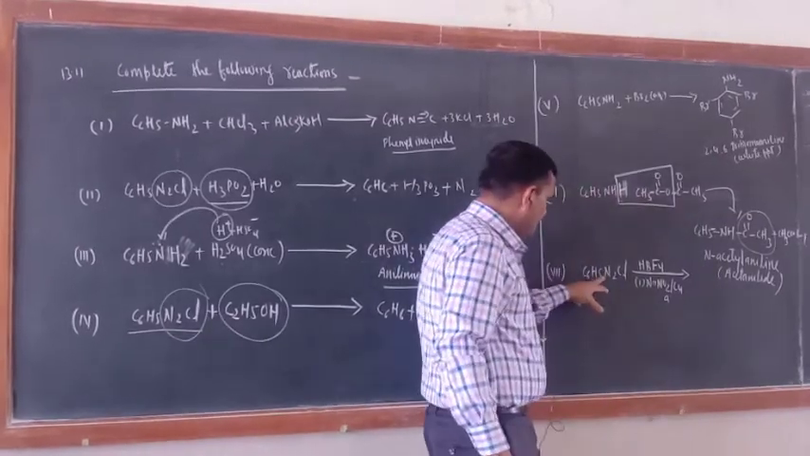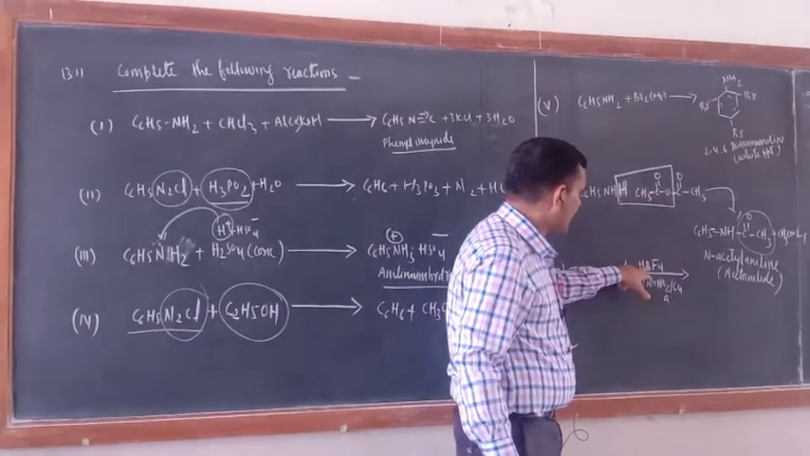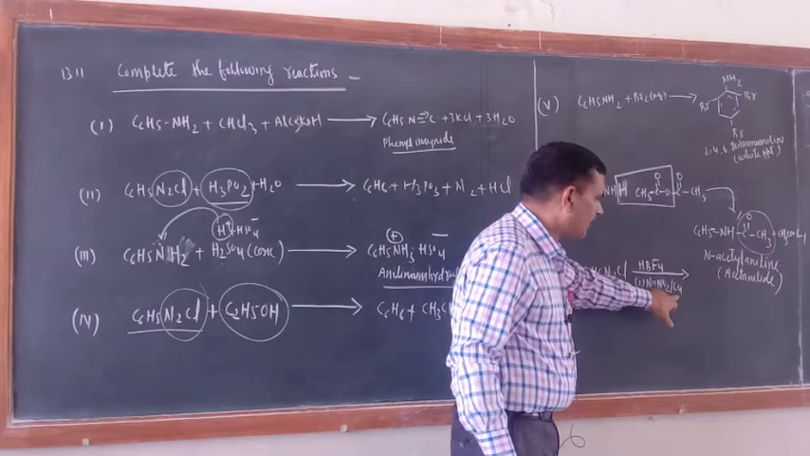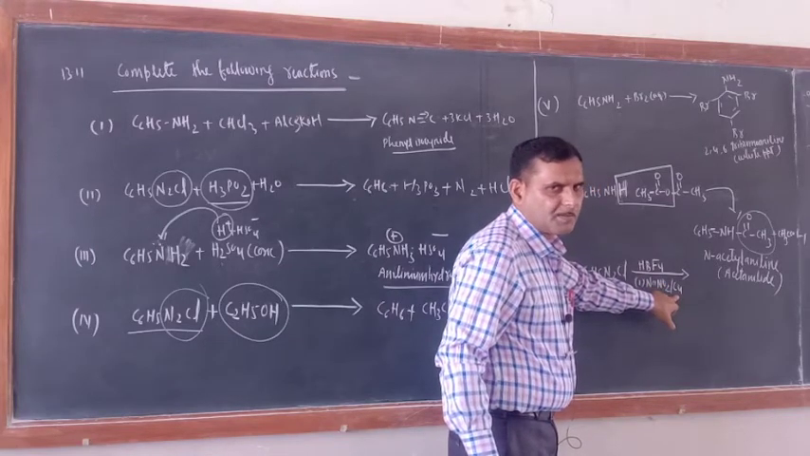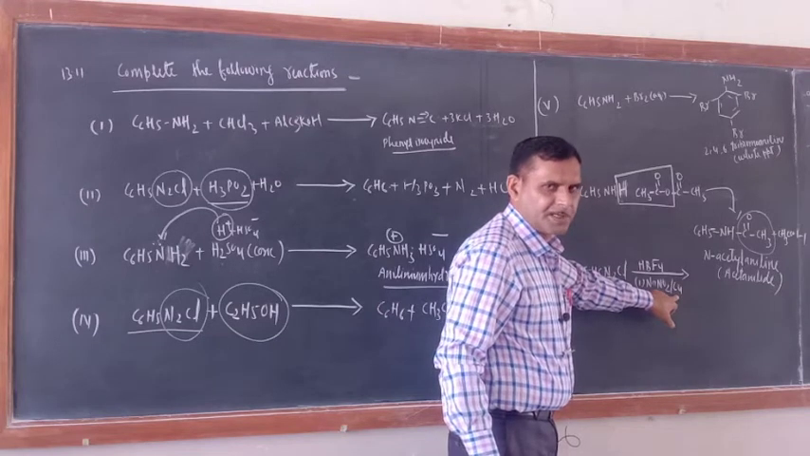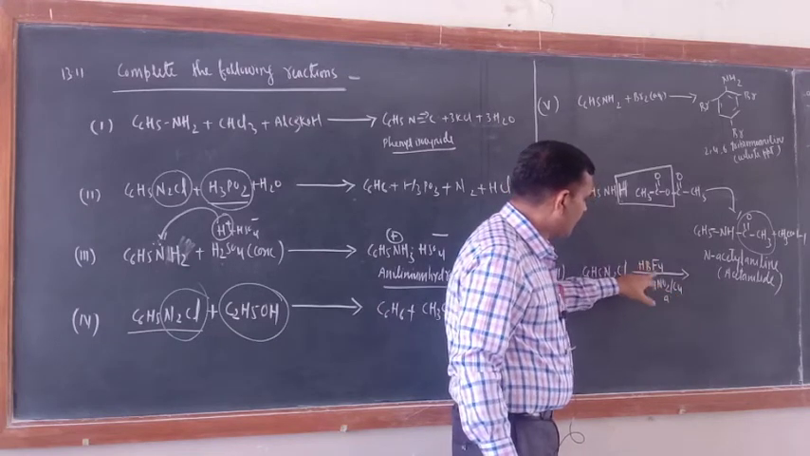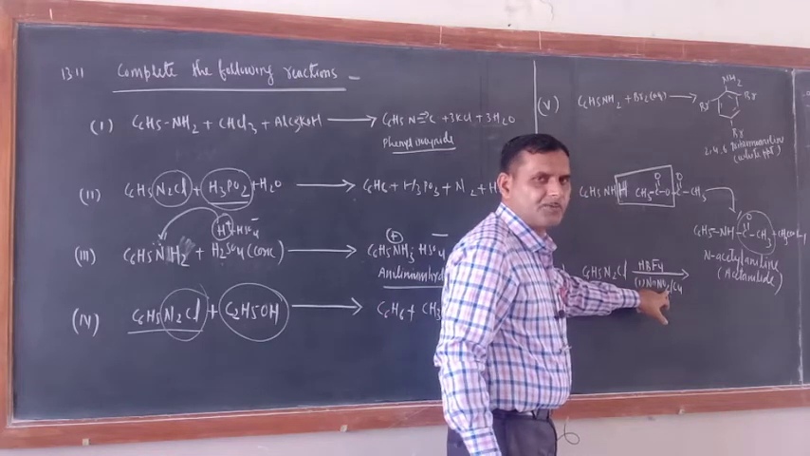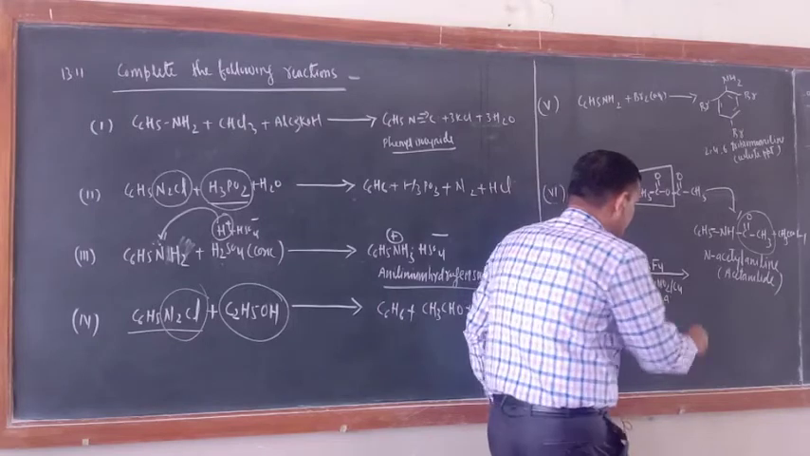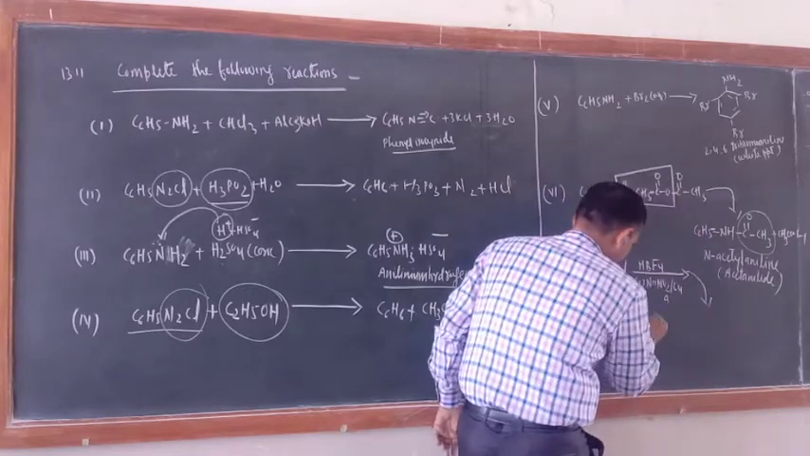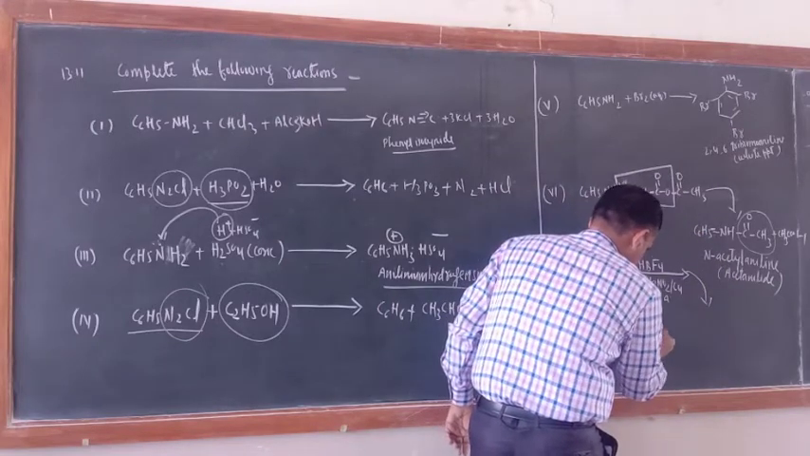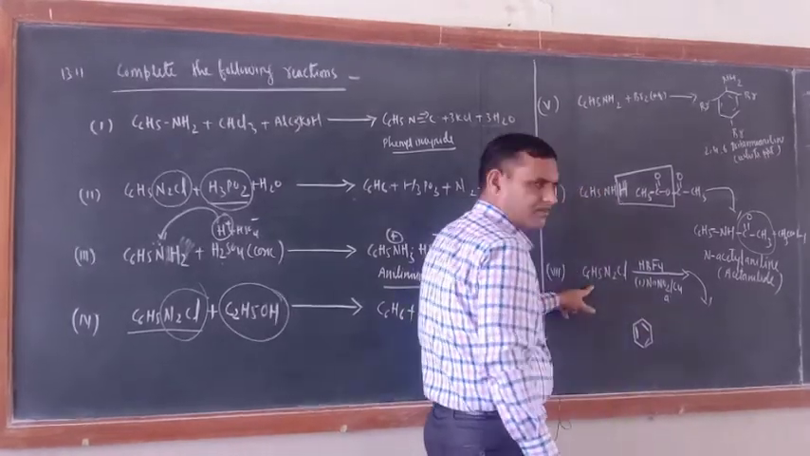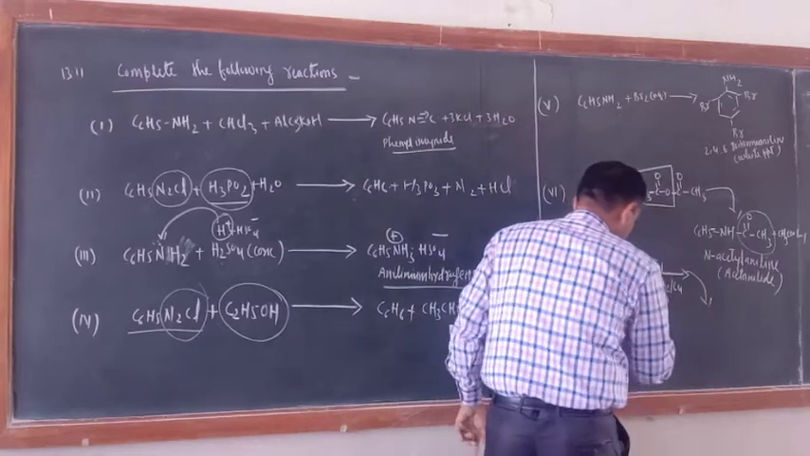Now just see. If benzene diazonium chloride reacts with HBF4, and NaNO2 and copper are not there, the product will be fluorobenzene. Okay, fluorobenzene. But if HBF4 is there and also NaNO2, then the product will be nitrobenzene. Okay, see how the reaction will take place. Just see here, this is benzene diazonium chloride.